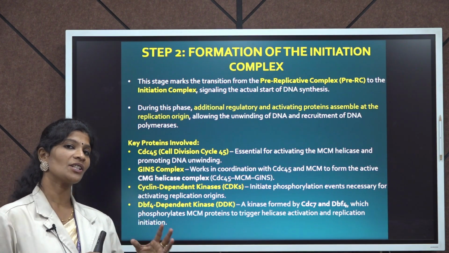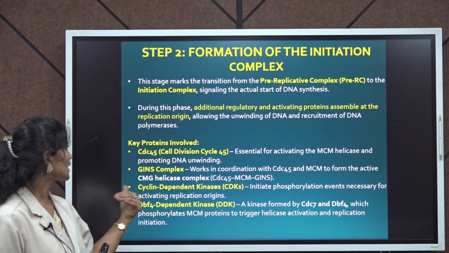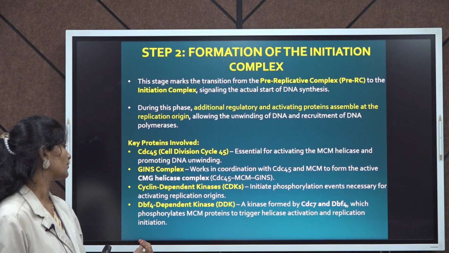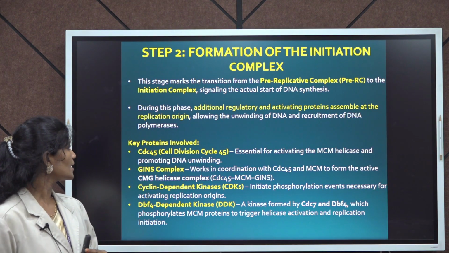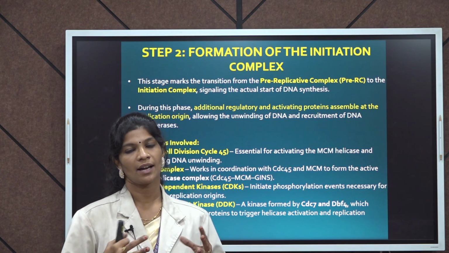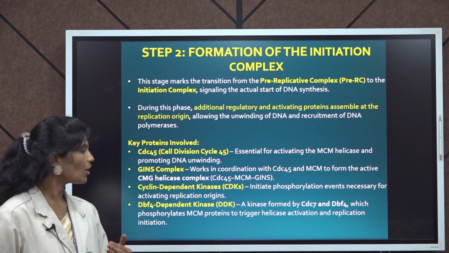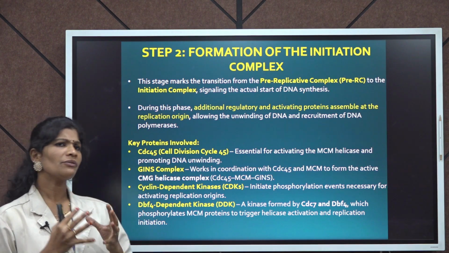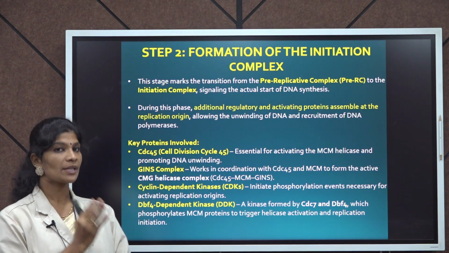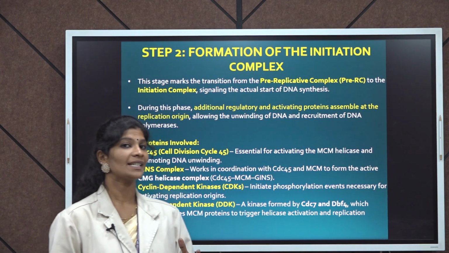In step 2, the pre-initiation complex is converted into the initiation complex with the help of these 4 factors, namely CDC45, the GINS complex, cyclin dependent kinase, and DBF4 dependent kinase. The DDK kinase is responsible for activating the MCM helicase, which helps in the unwinding of DNA, and the GINS complex helps along with CDC45 to facilitate this process for a longer time. And cyclin dependent kinase will initiate the phosphorylation process, which is necessary for activating the replicating origins.